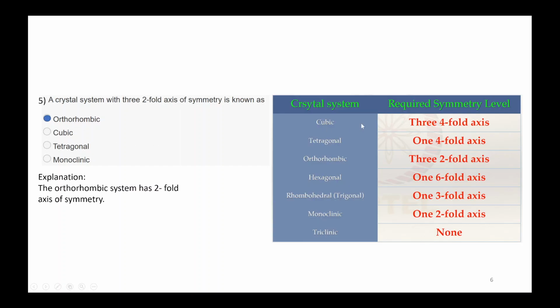A crystal system with 3 two-fold axes of symmetry is known as, the option will be orthorhombic. So these are various symmetries for various systems. So for orthorhombic, you will be having 3 two-fold axes.